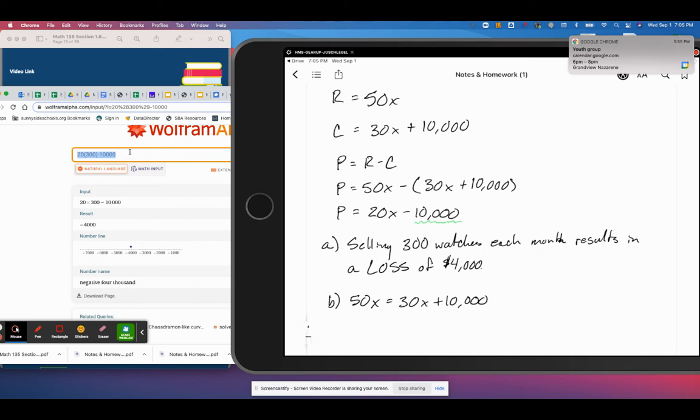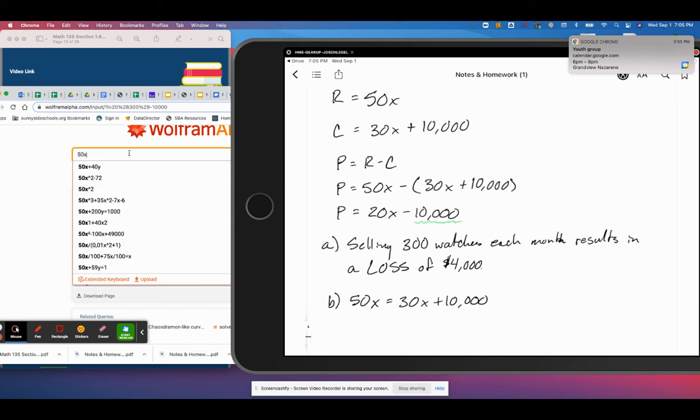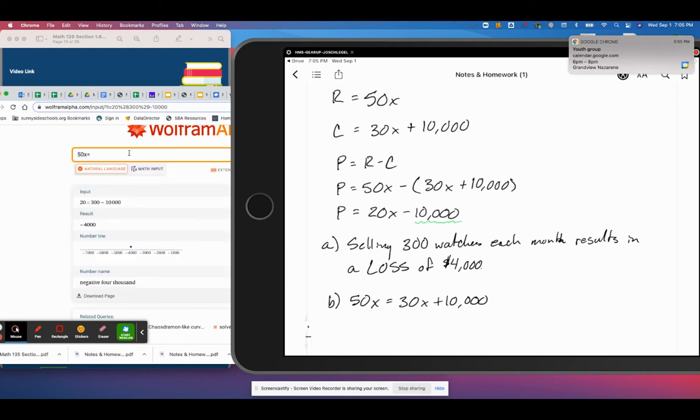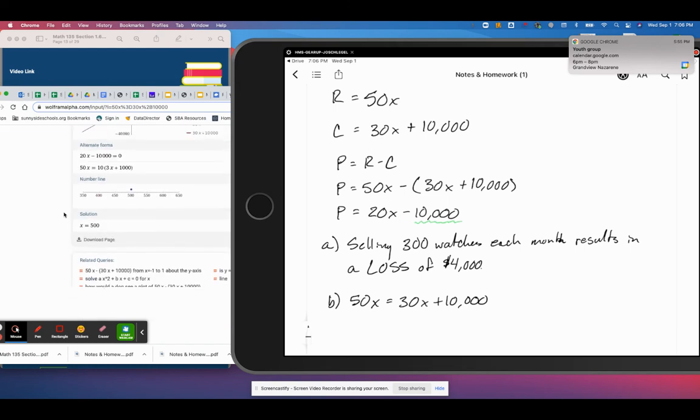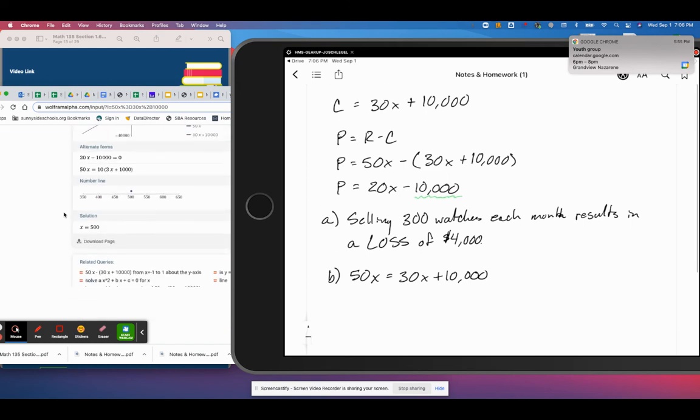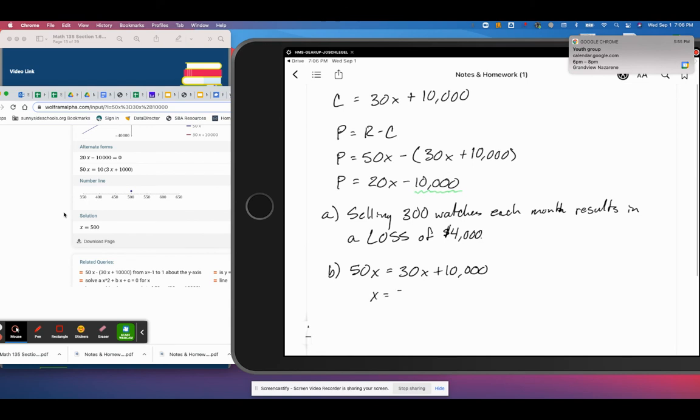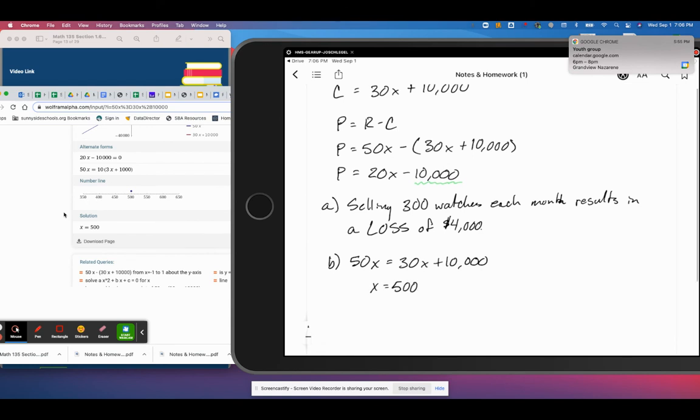This will help us be able to advise the company and tell them, hey, you need to be able to sell this many of these things in order to break even, or you are going to go out of business. So we've got x is equal to 500. And so the company needs to produce and sell 500 watches in order to break even. I'm going to do this shorthand. I would expect complete sentences from you folks, but to break even, sell 500 watches.